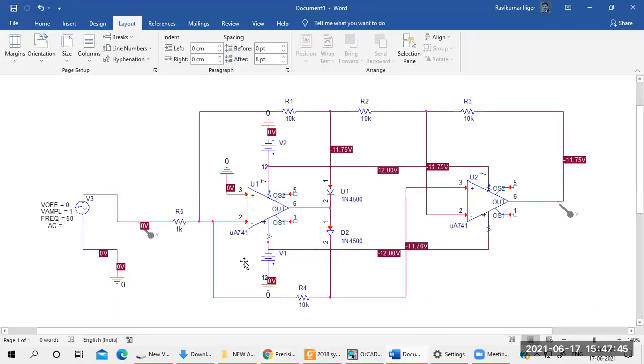First, take the circuit diagram here. This is the complete circuit diagram. Here I've connected two op-amps. This one is for the half wave rectifier, using the MUA741 op-amp, and this one is the summing op-amp. Understood? So this one is the summing op-amp and this one is the rectifier op-amp.